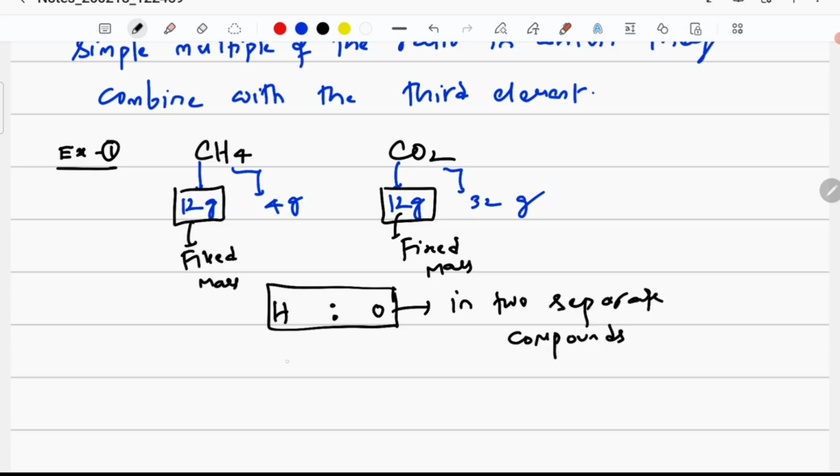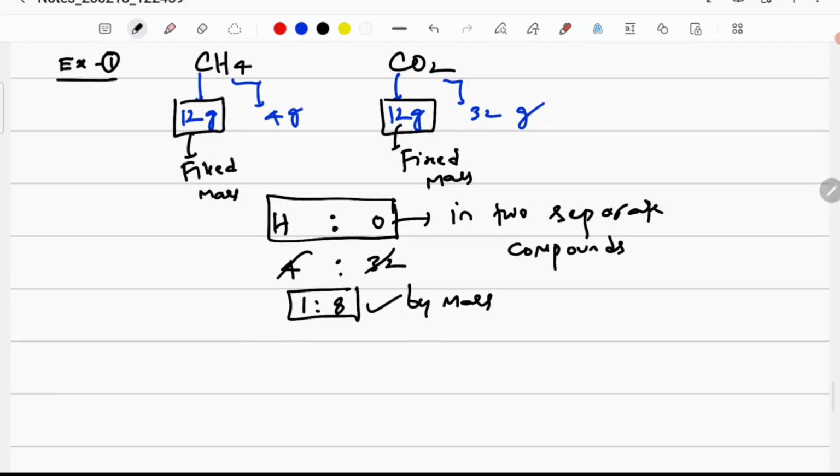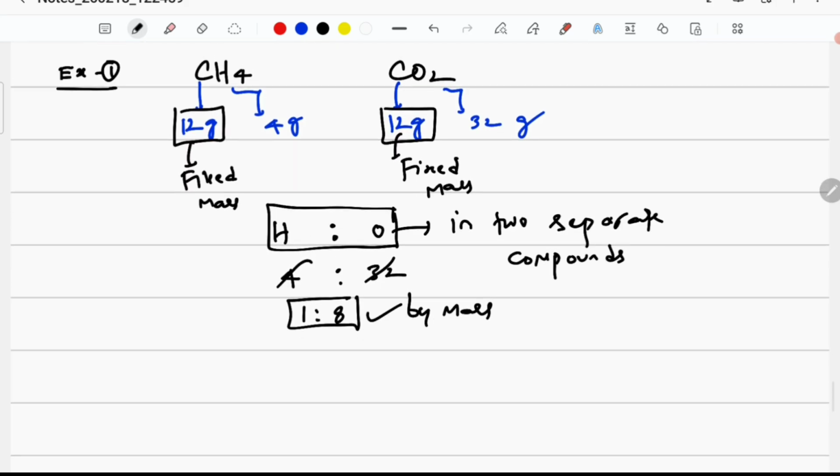Now, what is the ratio? Here it is 4 grams, here it is 32 grams. If we simplify this, 1 is to 8 by mass. 1 is to 8, the mass ratio it is, when they combine separately with fixed mass of other element, CH4, CO2.